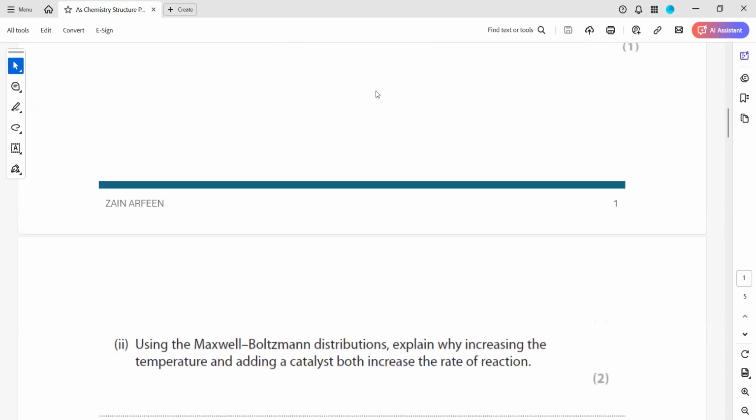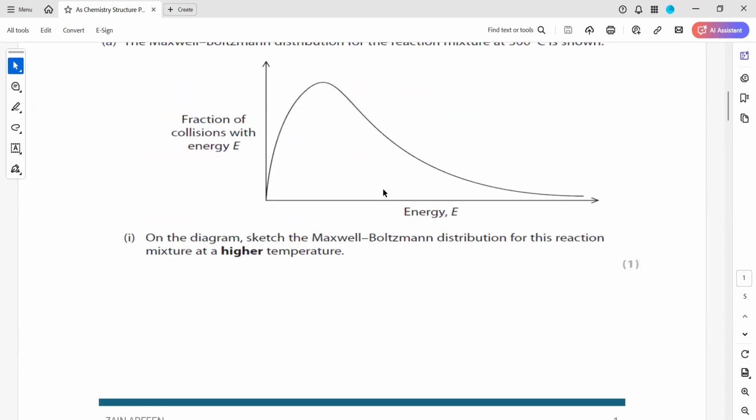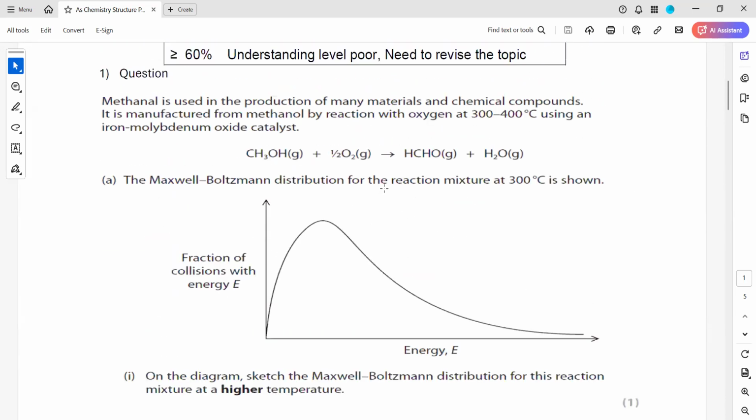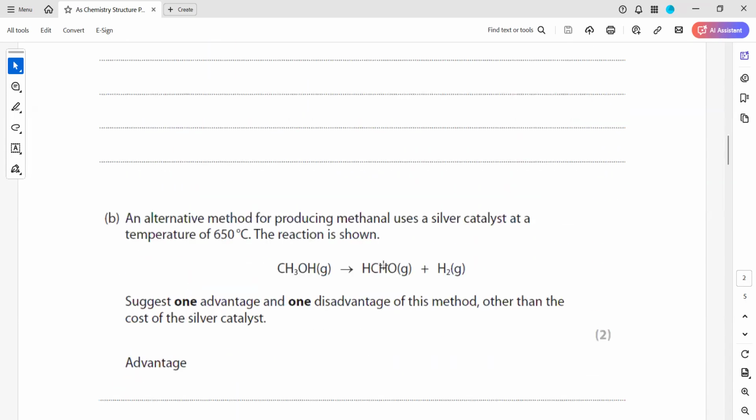So many ways you can compare, but don't compare the rate. Why am I saying don't compare the rate? If you read the question, it is already 300 degrees centigrade and a catalyst was used there. So obviously the rate will be higher. There will not be too much change. Here also we just change a catalyst.